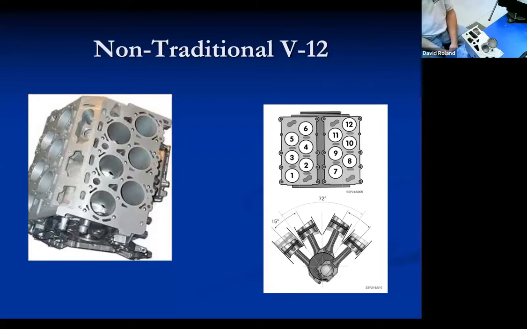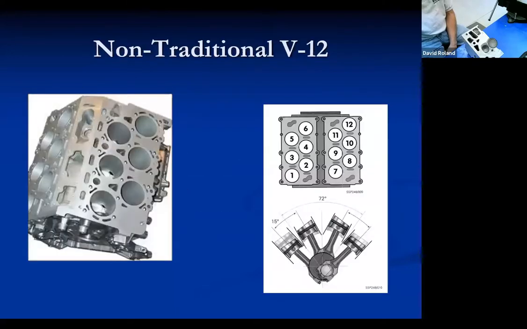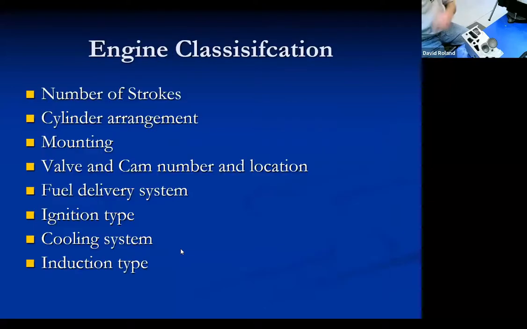How about Bentley or Bugatti? Bentley, Bugatti, and some of the high-end Audis use something very similar to this in an 8-cylinder configuration. There are more ways to skin the cat. This makes a very complicated engine, but it also makes it very short and compact and easy to package in a small engine compartment.